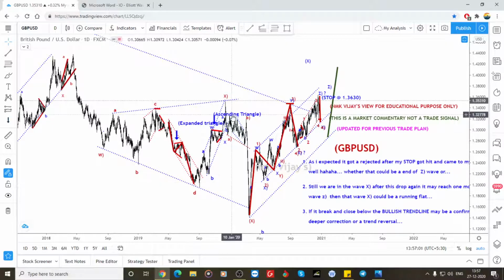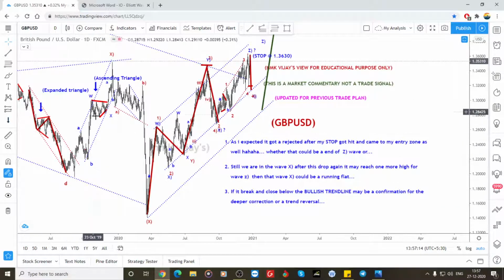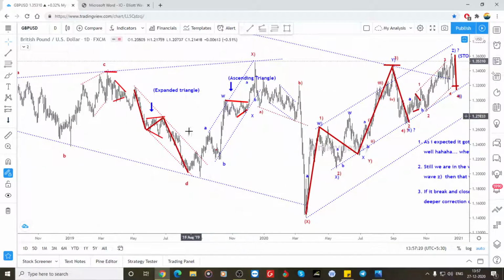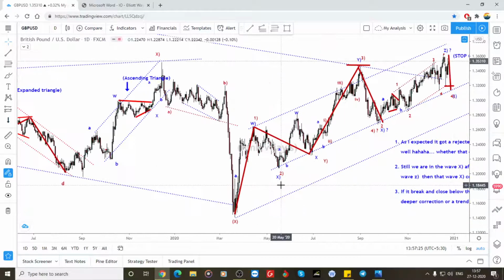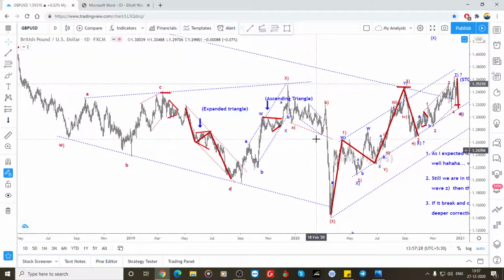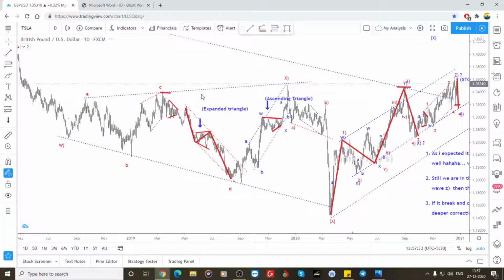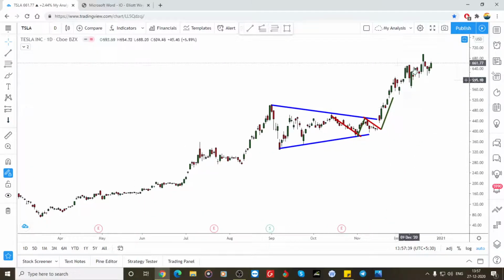But in an expanding triangle, it is very tough to trade. You have to make a stop loss, but it may keep on hitting while you are placing the stop loss above, because this is an expanding triangle. So if you are very good at intermediate wave labeling, then only you can catch this kind of waves. So this is an expanded triangle, and we will see something more. Last month also I posted about Tesla. It is in the triangle and it has to break, and it's already broken.